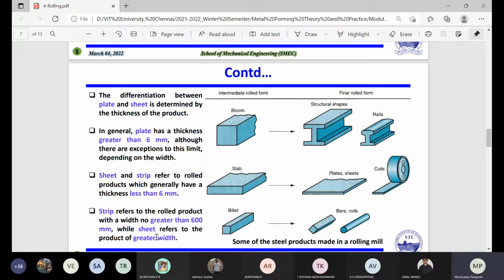And the sheet refers to the product of greater width, so it will be a little greater than that. But if you want to say it very accurately, then less than 6 mm is known as sheet and strip, and if it is greater than 6 mm, it will be the plate. Somewhere, if you want to define it very clearly, you again have to define sheet and strip with more than 600 mm or less than 600 mm, right? Is it fine?